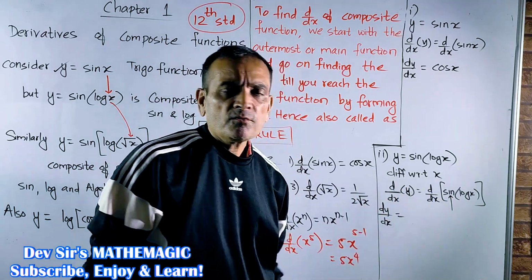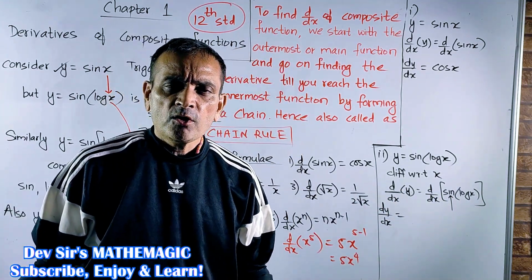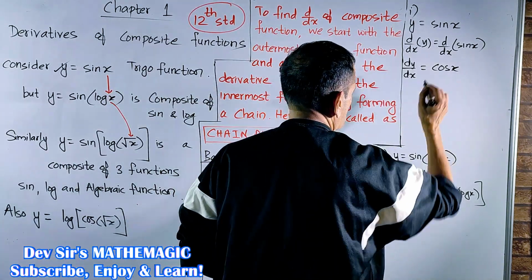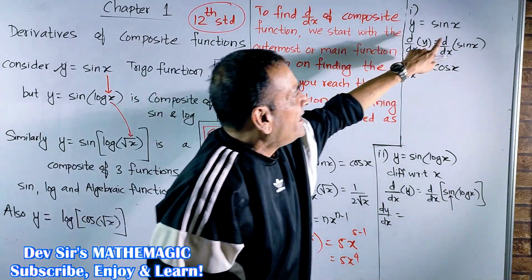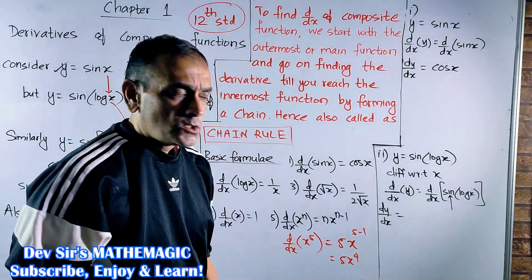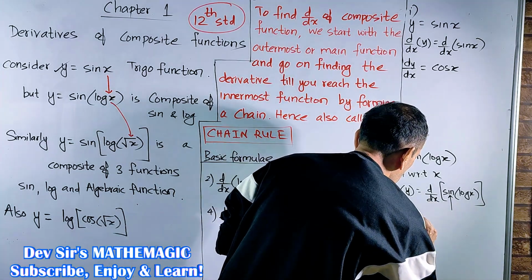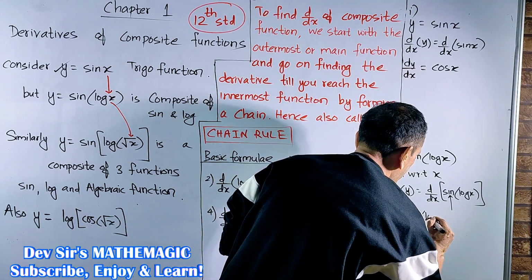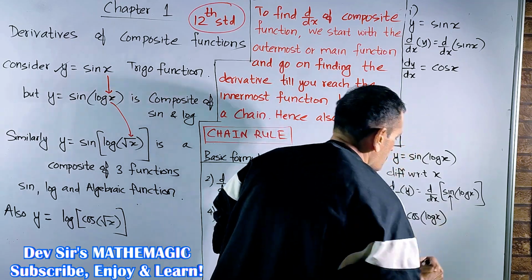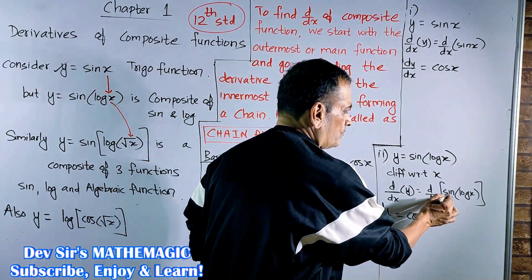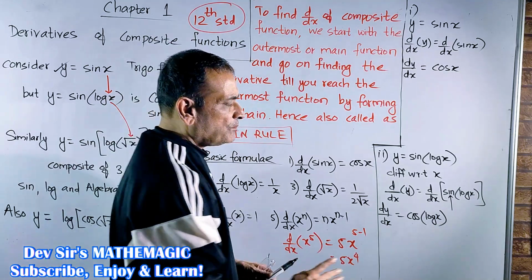So take the derivative of sine. What is the derivative of sine? Cos. Derivative of sine x is cos x. So what will be the derivative of sine of log x? It will be cos of log x. Just take the derivative of sine. सामने क्या है बंद करो.